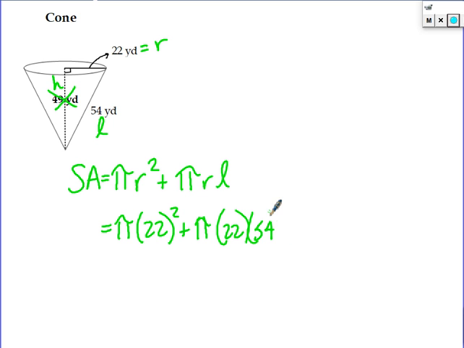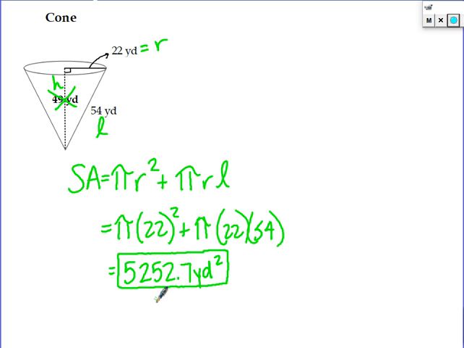And again, you can plug that completely into your calculator, just how it is, and you should get 5,252.7, and it is square yards because we're finding area. And again, that's if you're using the pi button. If you use 3.14, it's going to be a little bit different, 5250.1, and that's if you use 3.14. So either of those two answers are correct. It doesn't matter to me which one you use.